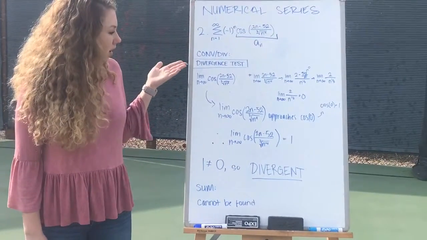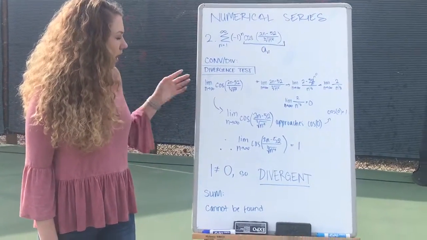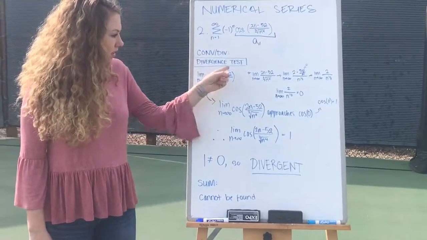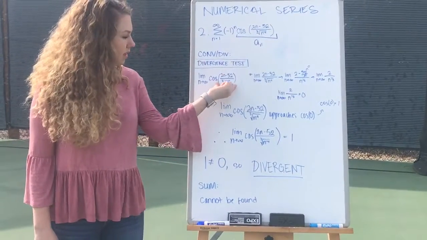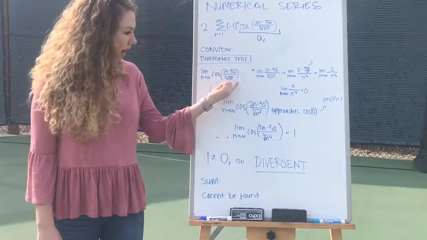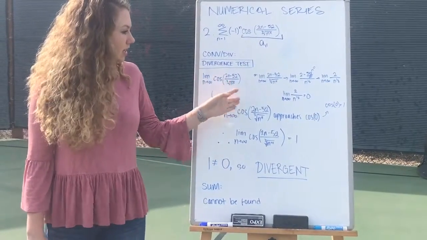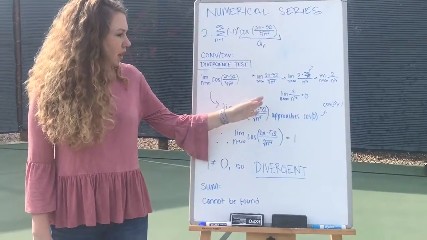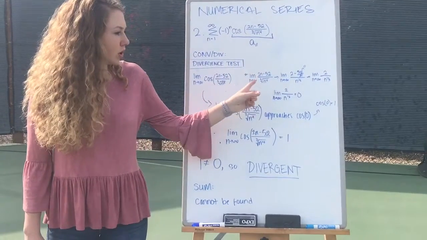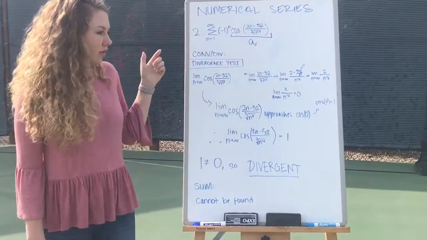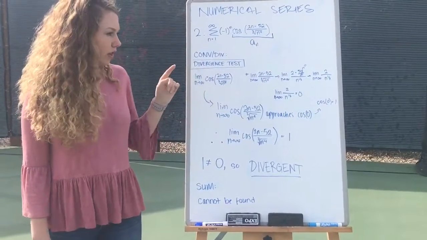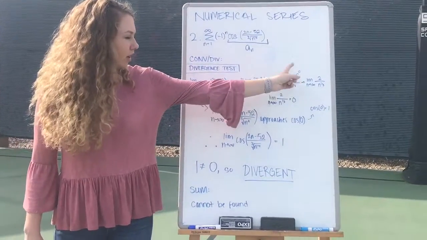And so that's what we did here, is we took the limit of the function. And the limit of cosine of this inside thing, you can just take the limit of this inside and then evaluate cosine of that. So the limit of this inside, by dividing by an n, you get 2 minus 52 over n to the 1/3. And this 52 over n goes to 0.